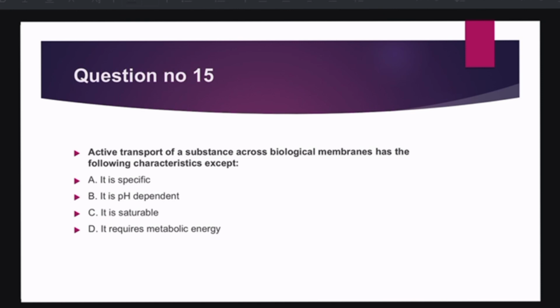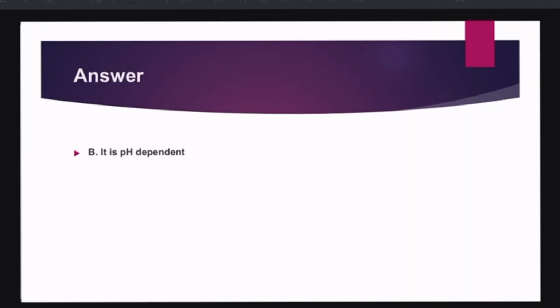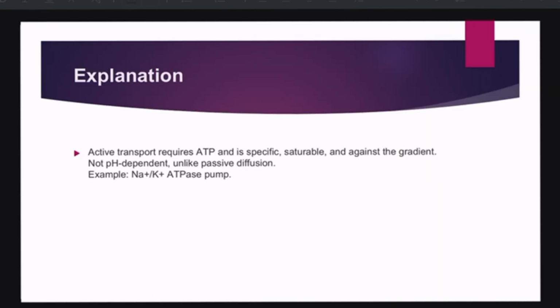The next question is question number 3 of today's session, that is active transportation of the substance across biological membrane have the following characteristic except. We have to just remember always the word except, not in the option, because such questions are very easy but we can do silly mistake in that. So I think you all guessed the right answer. Yes, it is pH dependent is the right answer, and we have to exclude the other options.